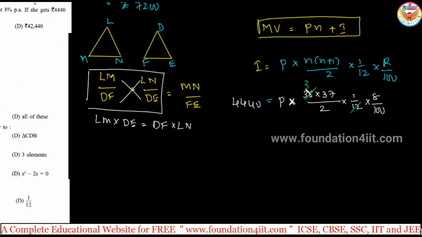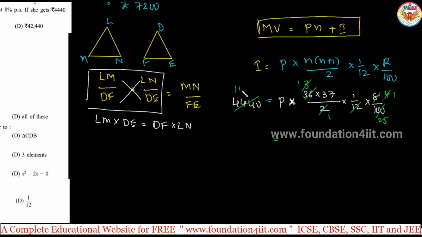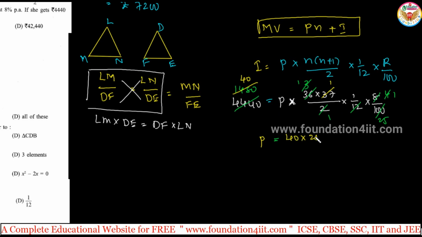12 ones are 12, 3. Again 2 ones are 2, 4. 4 ones are 4, 25. Again this 3 table, 1. Cancel here directly. It's 1480. Again 37 times, this is 37 ones are 37, 4, 40. So 40 is equal to P by 25. Then P is equal to 40 into 25, so it is 1000.